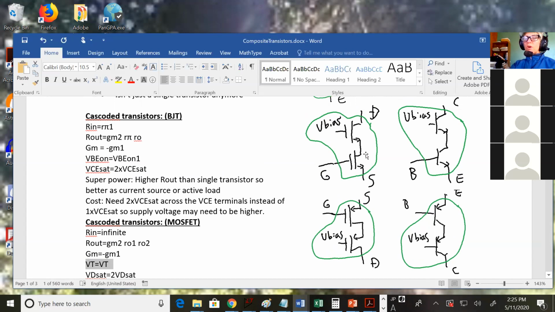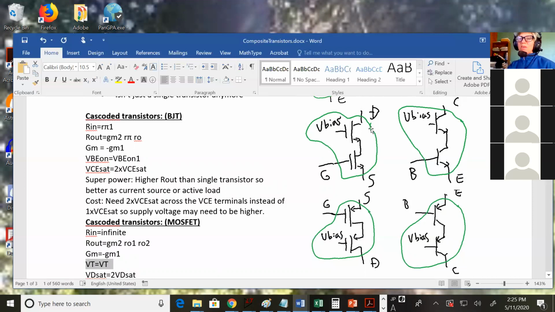That's exactly the rule. But what's the equivalent for a BJT? What's the minimum voltage you can have from the collector to the emitter on a BJT? VCE sat. Okay, and so for a MOSFET, what's its MOSFET version? VDSAT? Yes, exactly.